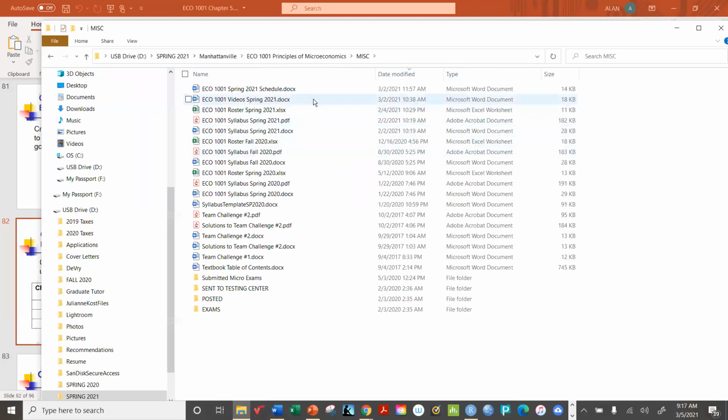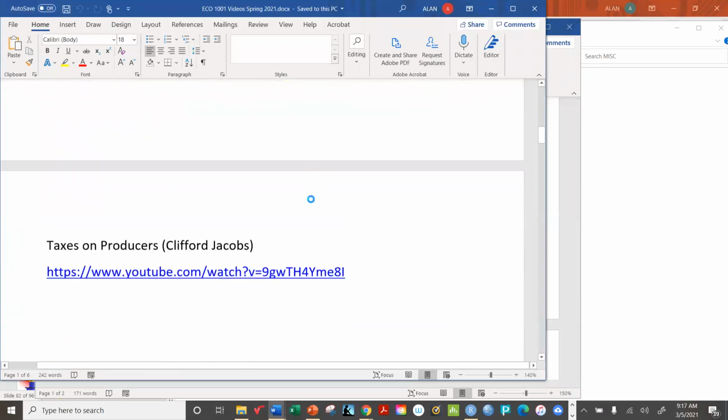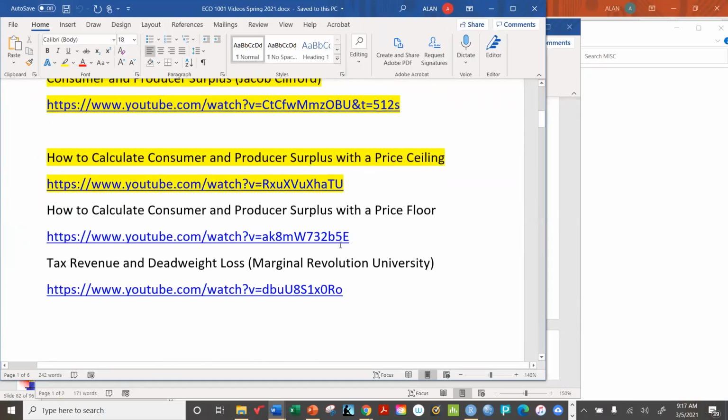Let's see if it'll allow me to open it. Oh, these are Word documents. Let's see if it'll allow me to do this. There we go. So we got a few more I want to look at.